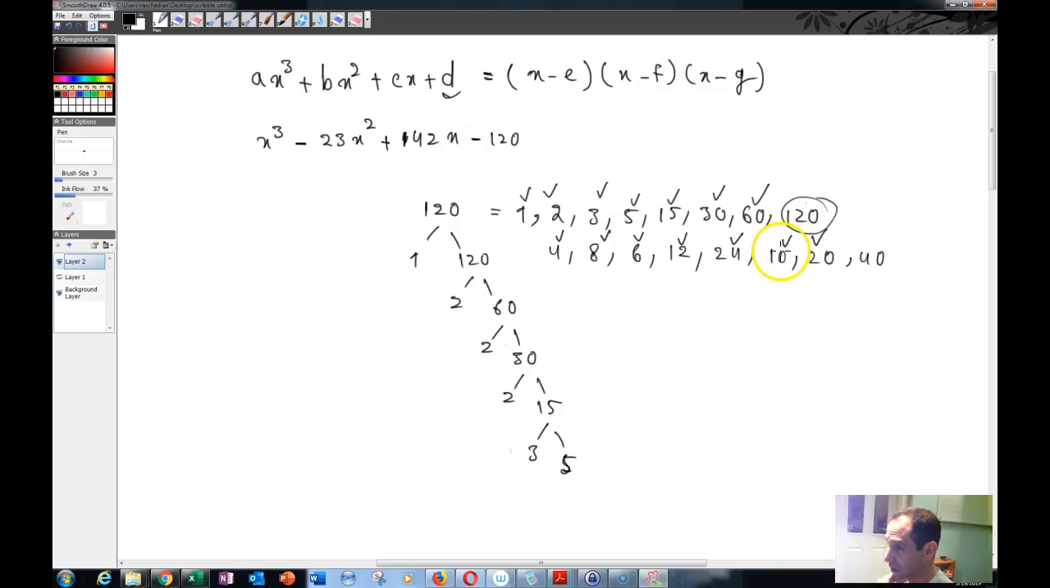I don't have to write 120, but the only thing that remains that I haven't taken care of is 40. 120 is actually divisible by 40. It is divisible by 40, right?